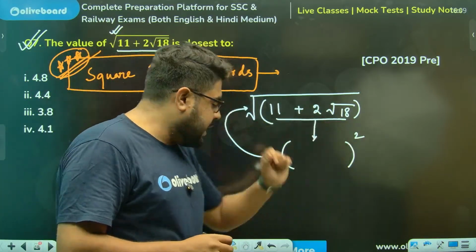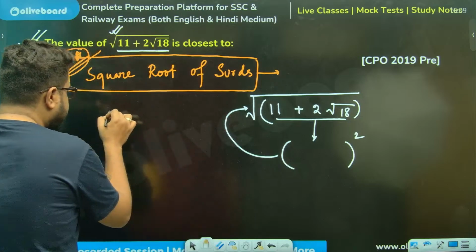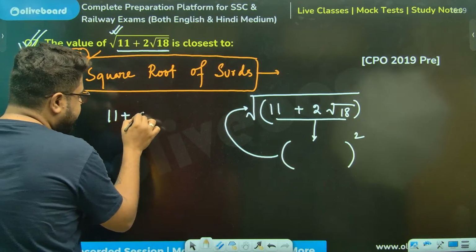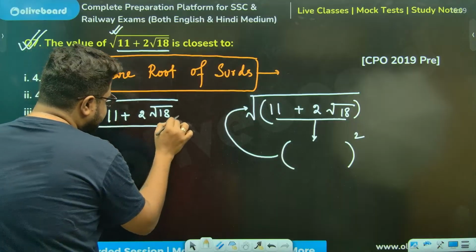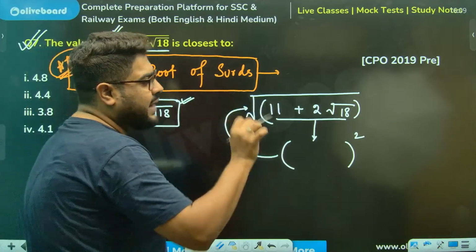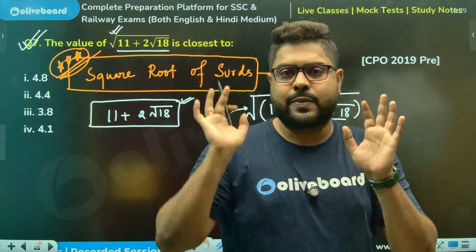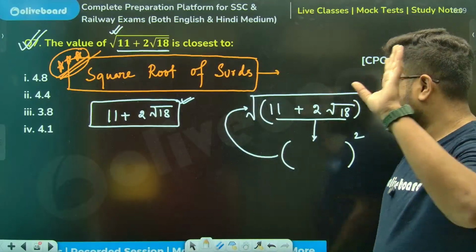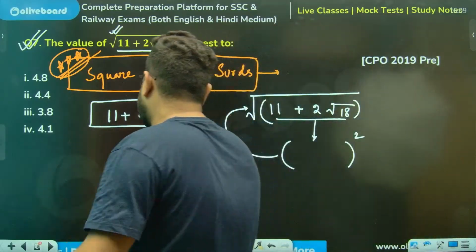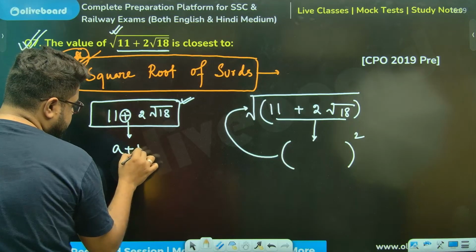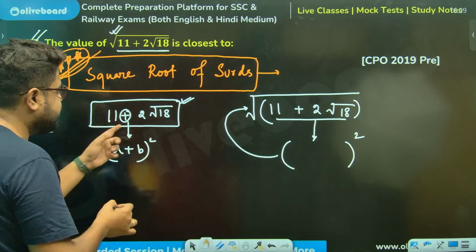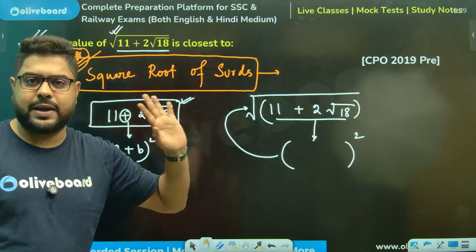So my primary objective is now to represent this 11 plus 2 root 18 as something whole square. Now, this I'll do as a plus b whole square, because there is a plus here. If there was minus here, I would write a minus b whole square.